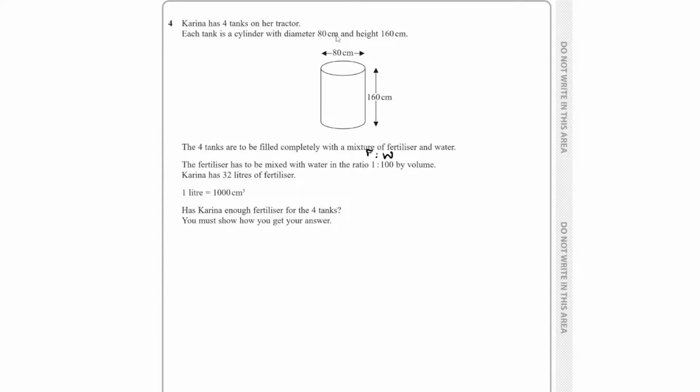That's why I was mentioning before to be careful, because they have given us the diameter deliberately, because obviously we normally work with radius, don't we? So just be careful that you would have to swap it for the radius, which is just half. So the volume of a cylinder is pi r squared, the radius, so pi times 40 squared, times by the height, which is 160. So I would work that out.